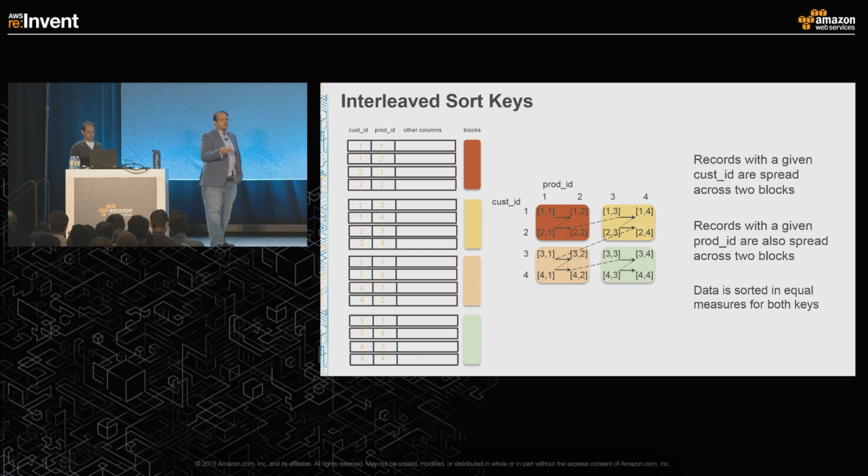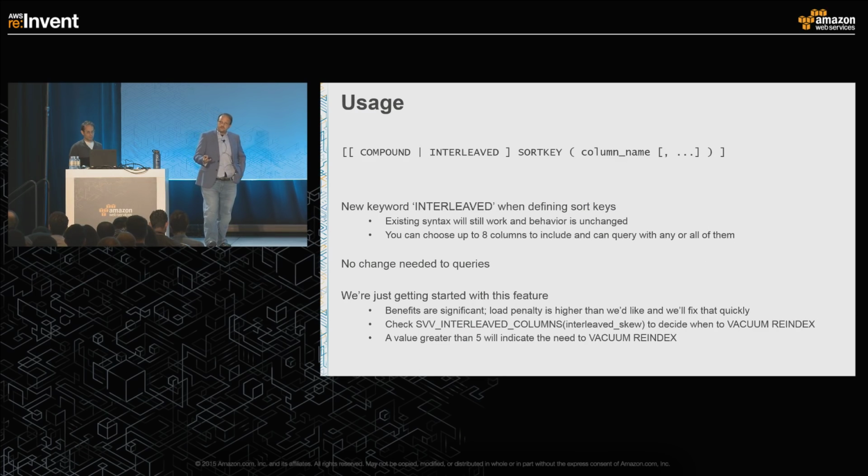Many other databases make you create another index or a projection or a join index, however they call it, but it's redundant data. In this case, there's no redundant data. The data is ordered in a different way, and mathematics makes us scan in a log-n fashion instead of linear on the table. To use the feature, you just add the interleaved keyword when you create the table. You can have up to 8 columns on the interleaved sort key.